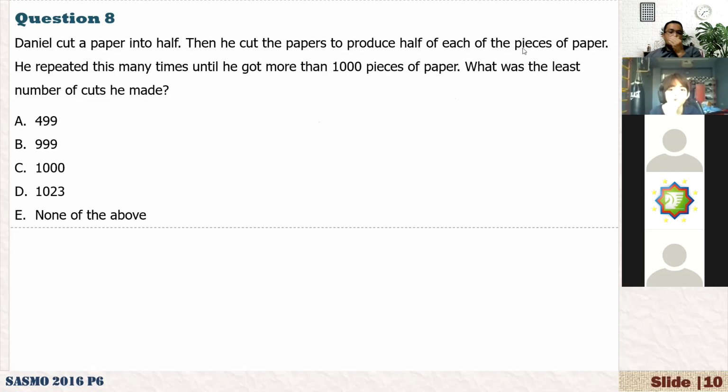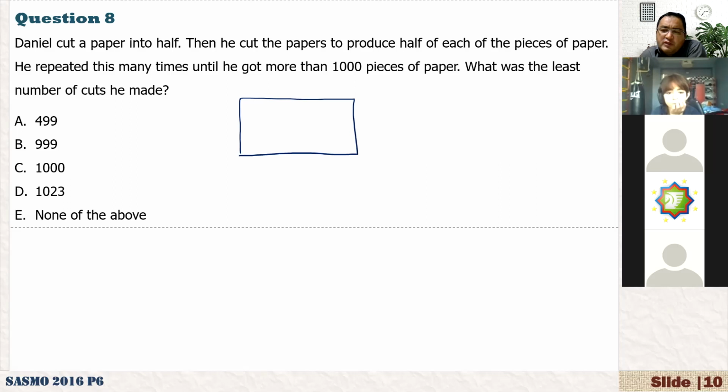Okay, guys, if you understand the question, suppose that we have a big piece of paper. It says that Daniel cut a paper into half, then he cut the pieces to produce half of each piece of paper. He repeated this many times until he got more than 1,000 pieces of paper. What was the least number of cuts he made?